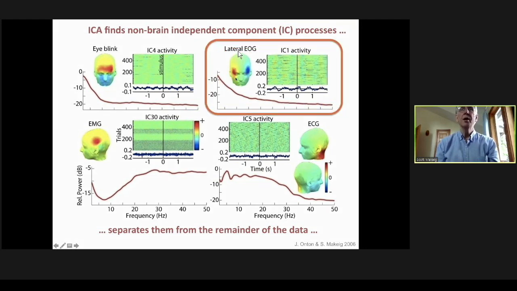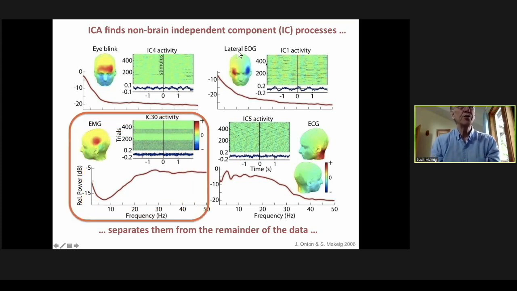Whereas this component map and this activity profile tell us that this component process accounts for lateral projections by the eyes into the scalp EEG when the subject moves their eyes left and right. The eyes are standing batteries, so when you move your eyes, it adds a different voltage map to the scalp.